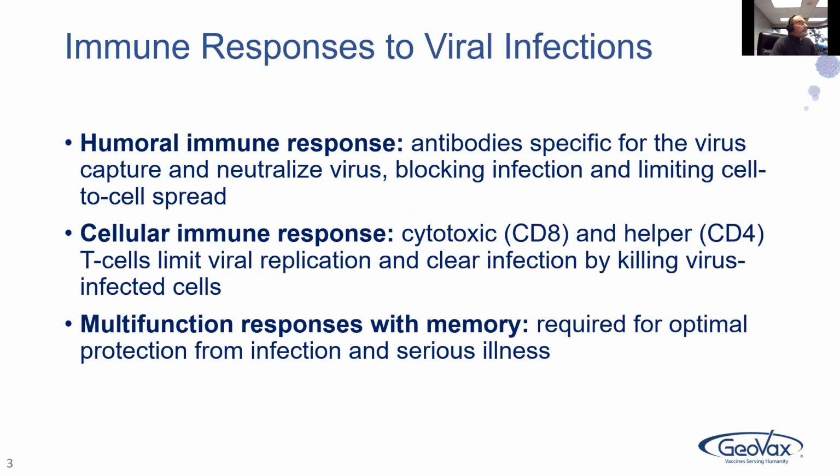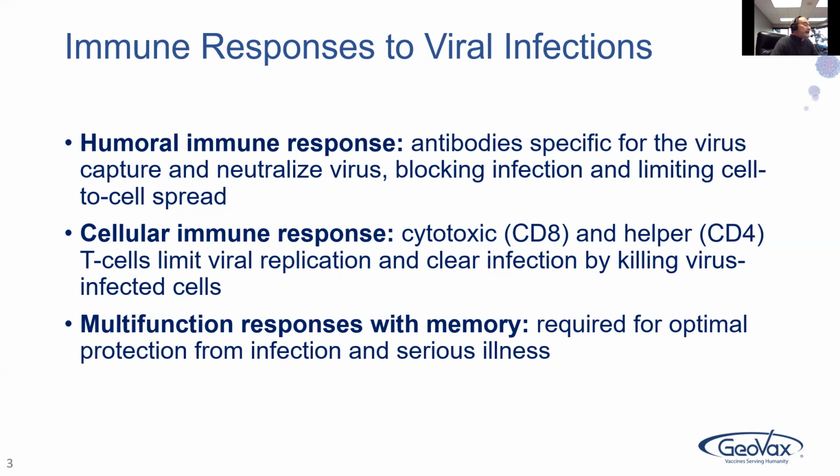Immune responses to viruses are complex, and successful immune control of viral infections includes antibodies, which are typically specific to virus glycoproteins. They neutralize the virus or block the virus from infection, and they also limit cell-to-cell spread. Cellular immune responses are mediated by T lymphocytes, both cytotoxic CD8s and helper CD4 T lymphocytes. T cells directly act to limit viral replication, generally through the function of cytokines, interferons, things like that, but they also mediate clearance of infection by killing virus-infected cells.